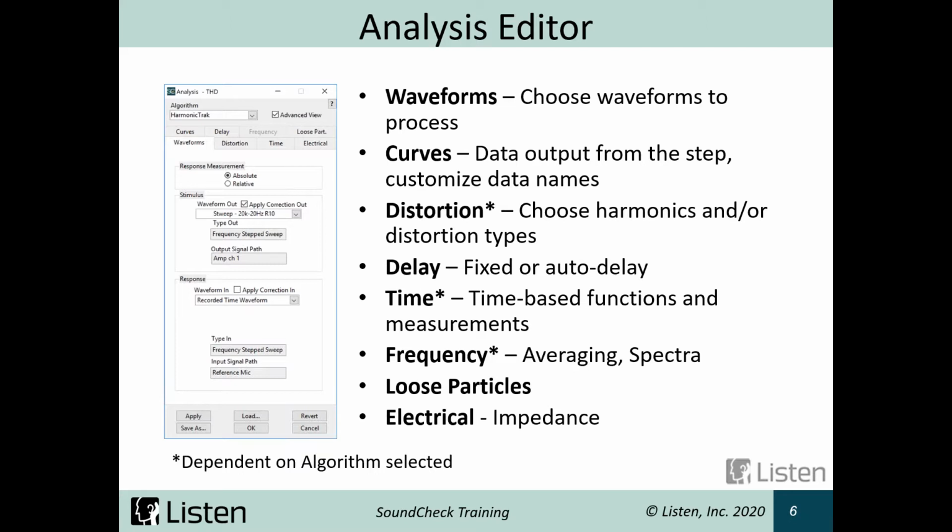When we open the editor, it looks something like this. In the top left is where we're choosing the algorithm to start working on. Once we pick the algorithm, there's 8 different tabs we can configure. Some of them are going to be the same across all algorithms. Waveforms, for example, always looks exactly the same. We pick what type of measurement we want to do, absolute or relative. We pick the stimulus waveform. We pick the response waveform.